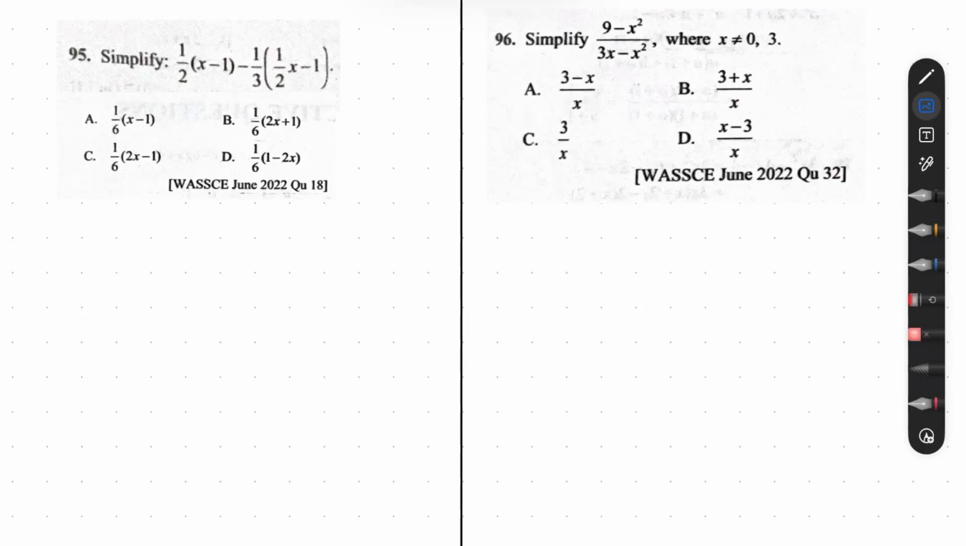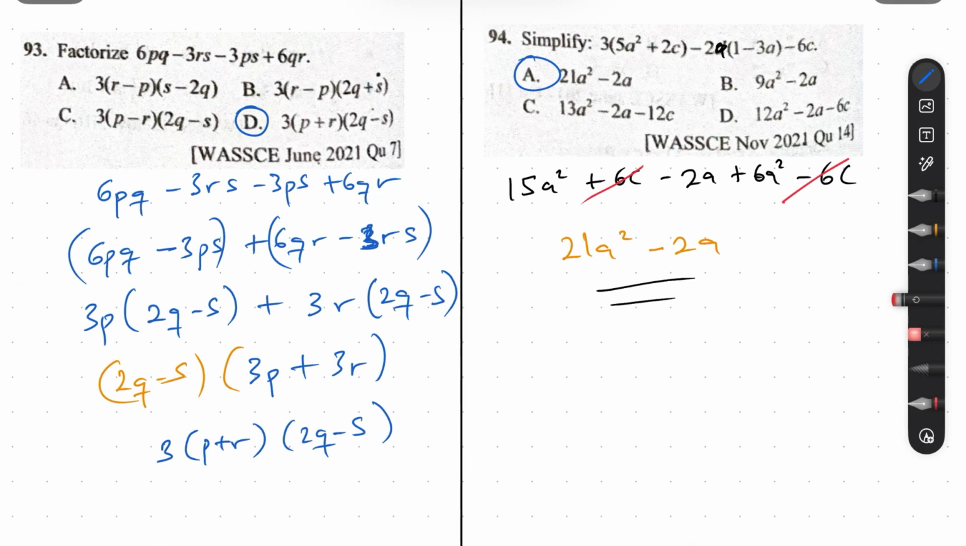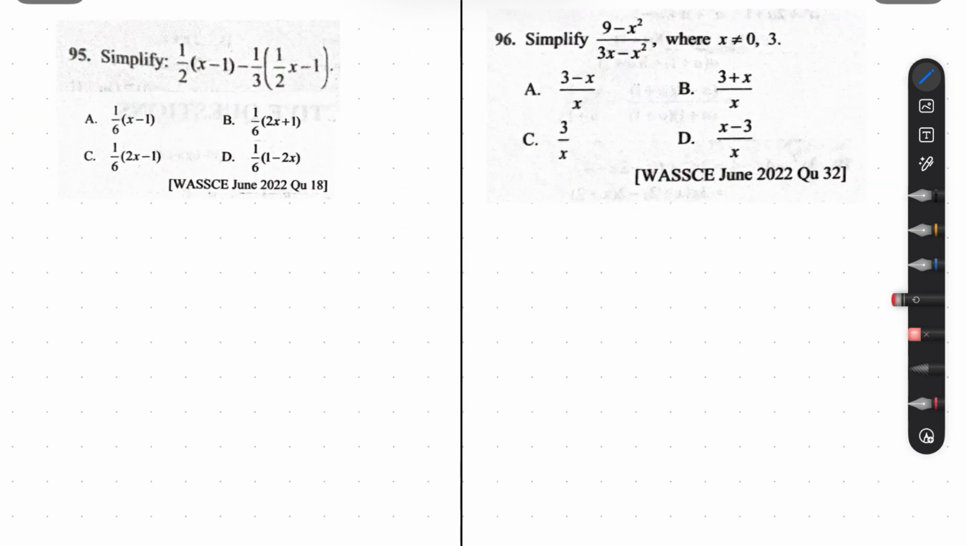Welcome to another session in this series. In the previous session, we ended on question number 94. So here we start with question number 95. It says simplify. Okay, so let's try to just expand and you will see how best we can do it.